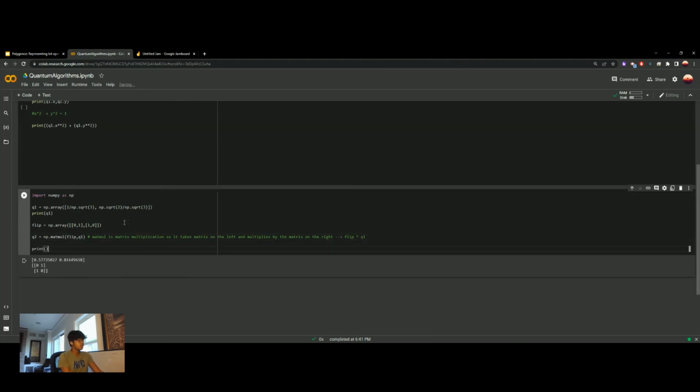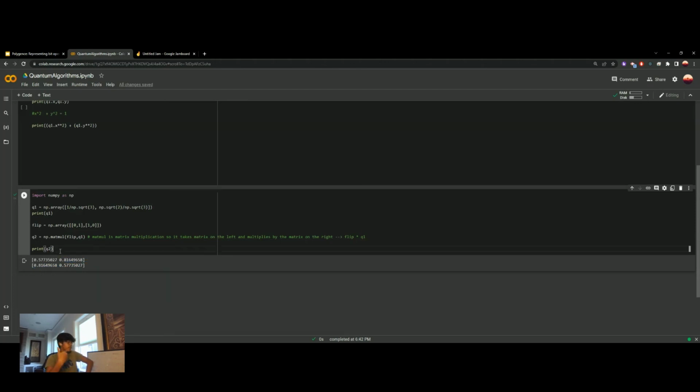So if we print Q2, boom, we have the same numbers, 0.5777, all that, and 0.811. This is our Q1, our starting matrix, and then we applied the flip operator, and boom, it just flipped. We used matrix multiplication here in real time using matmul to really show that, and it's literally just these two numbers flipped.